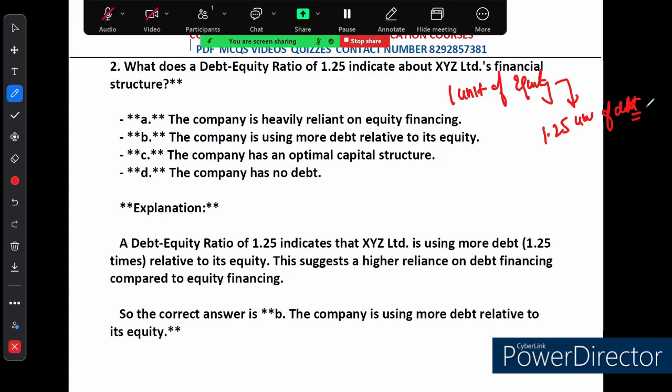In simpler terms, XYZ Limited is using more debt than equity to finance its operations. This is the key indicator that the company is relying heavily on borrowed funds. इसका मतलब यही हुआ कि कंपनी हैविली बोरोड फंड पर रिलाई कर रही है ताकि अपनी बिजनेस एक्टिविटी को फिल करे. चलिए ऑप्शन वाइज चलते हैं.